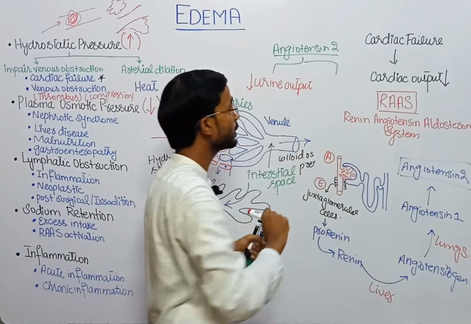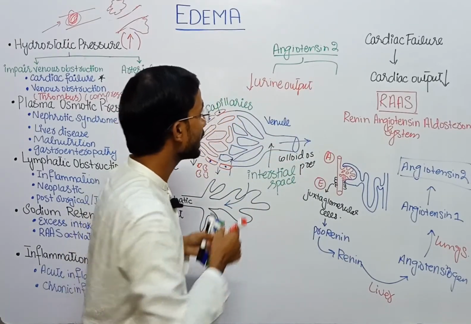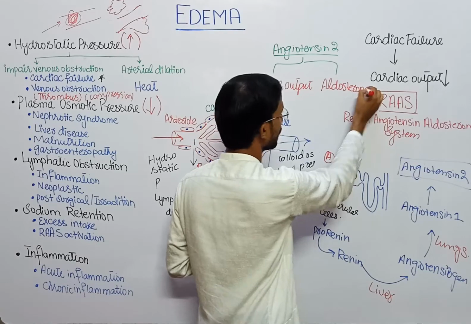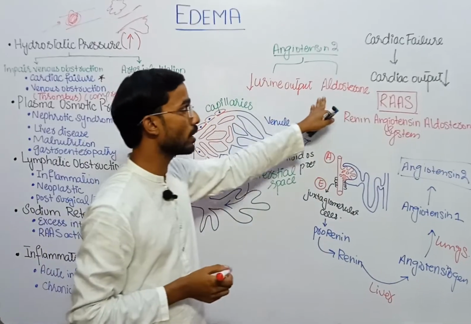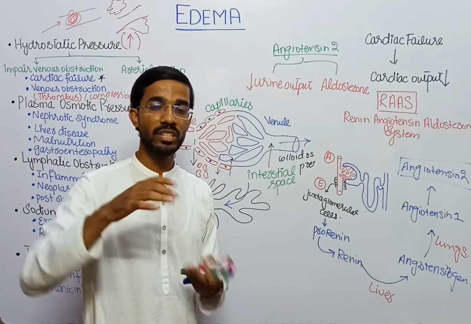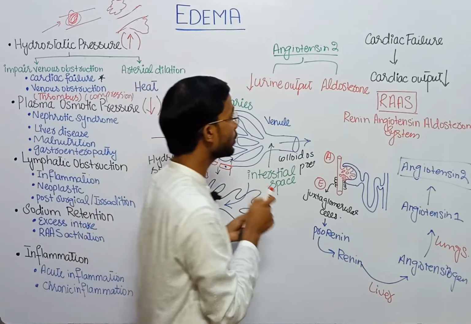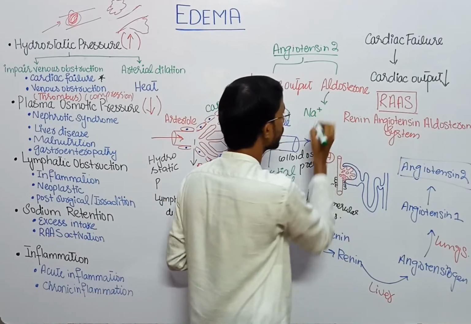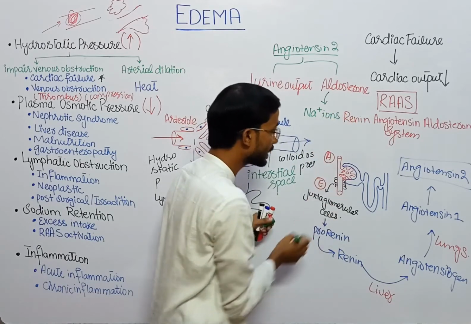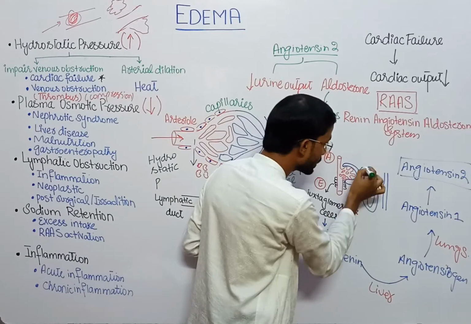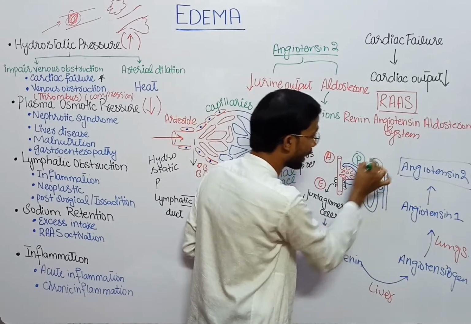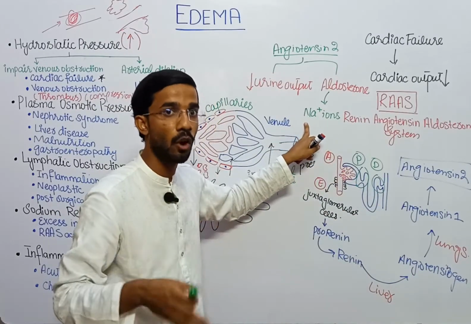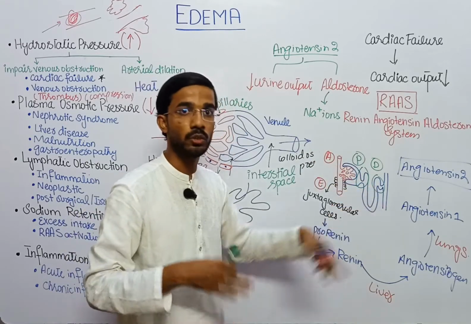The second one: angiotensin 2 results in the production of another hormone which is called aldosterone. Aldosterone is produced by the adrenal gland, which is present over the kidney. Aldosterone causes two things. It absorbs the sodium ions at the distal end. In the nephron, this is the proximal end and this is the distal end. Aldosterone acts on the distal end and causes absorption of sodium ions from the tubules into the blood.